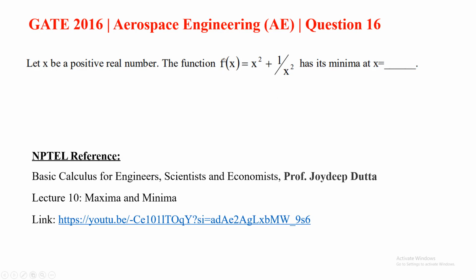For that we have to differentiate this once and equate it to 0. In order to know whether it will give minima or maxima, the second derivative has to be greater than 0 for this function to give a minima value, right? Let's go and solve this.